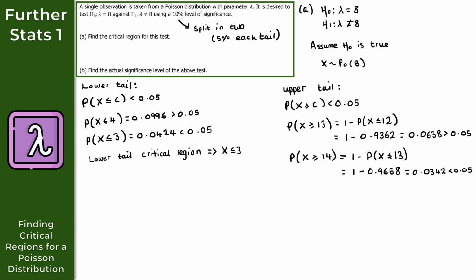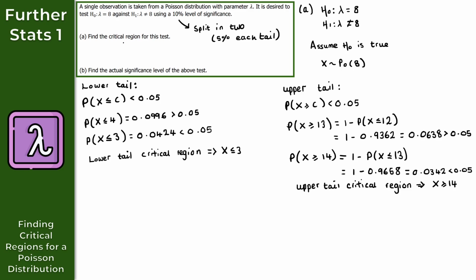So therefore what this means then is we have now found the upper tail critical region. So the upper tail critical region would be given as x being greater than or equal to 14. Okay, so x is greater than or equal to 14.